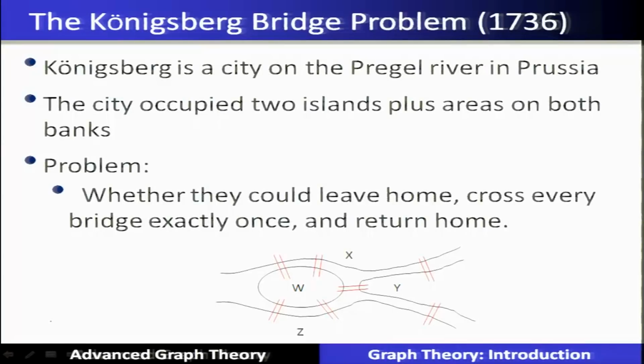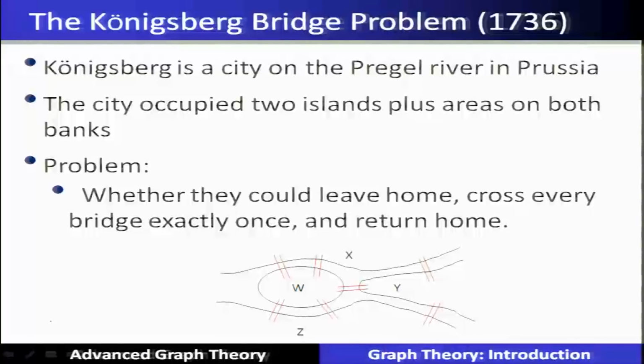So, graph theory evolved out of a practical problem, the Königsberg bridge problem, in 1736. Königsberg is a city on the Pregel River in Prussia. The city occupied 2 islands plus areas on both banks. The problem was stated as follows: whether the residents of that city could leave home, cross every bridge exactly once and return home.